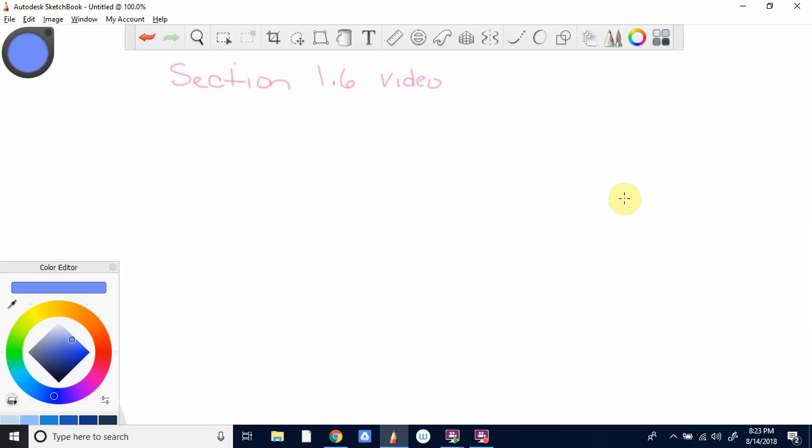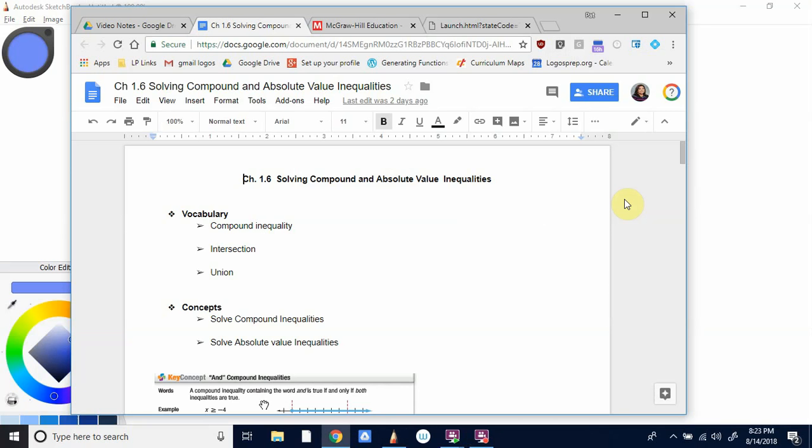Hi there, this is the section 1.6 video, and it's solving compound and absolute value inequalities. If we look at our vocabulary for this section, we have three words: compound inequalities, intersection, and union. In this section, we're going to solve compound inequalities, and we're going to solve absolute value inequalities.